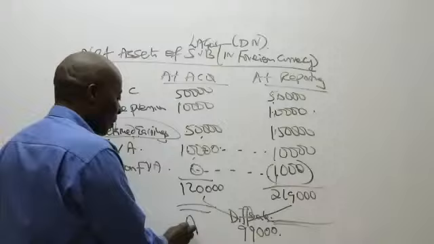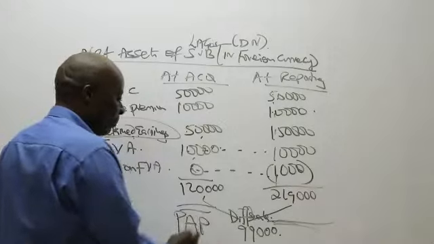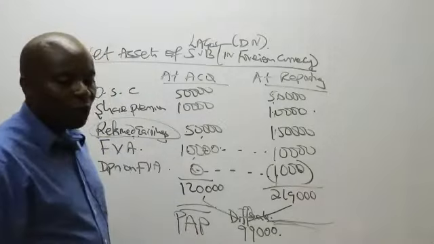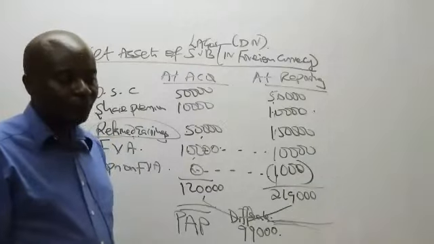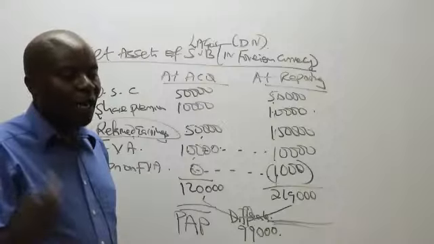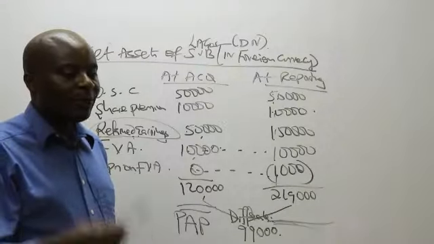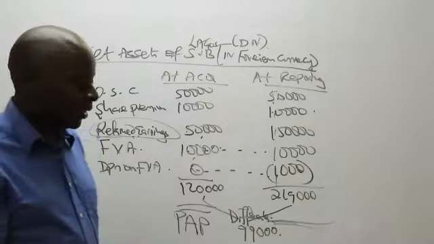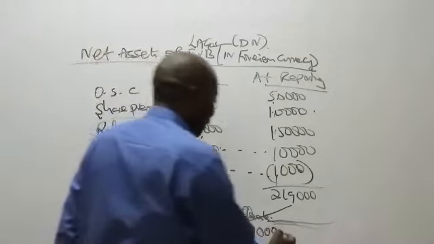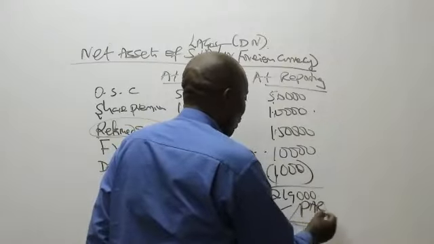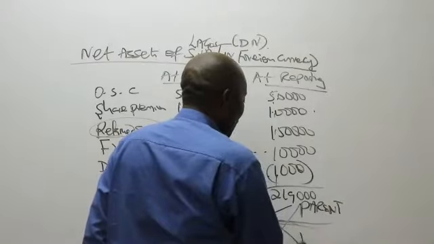This is POP. And what do we normally do to the POP? We share. We split it. So we split it between the parent and the NCI. Come and split this. Tell us the parent will take how much and the NCI will take how much.